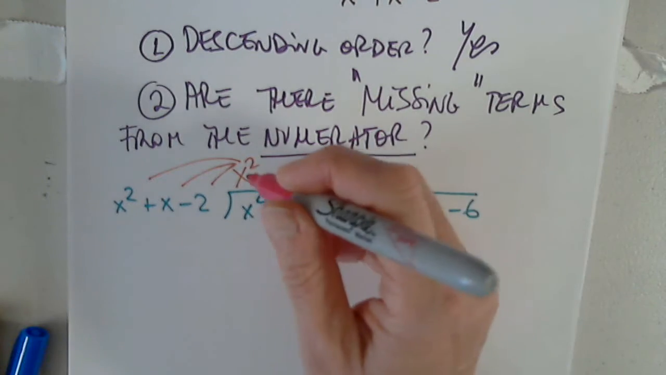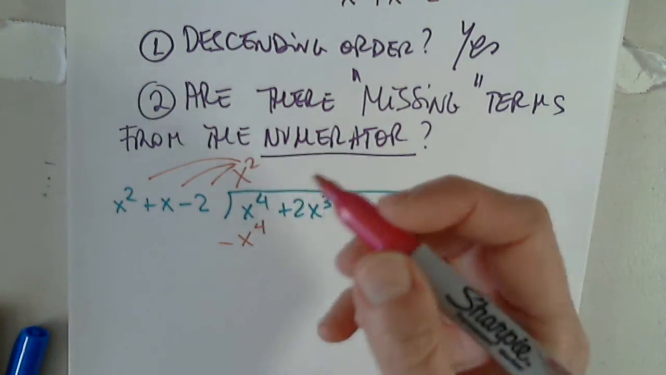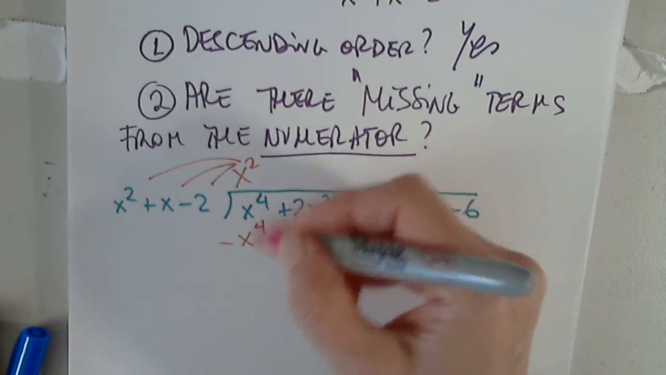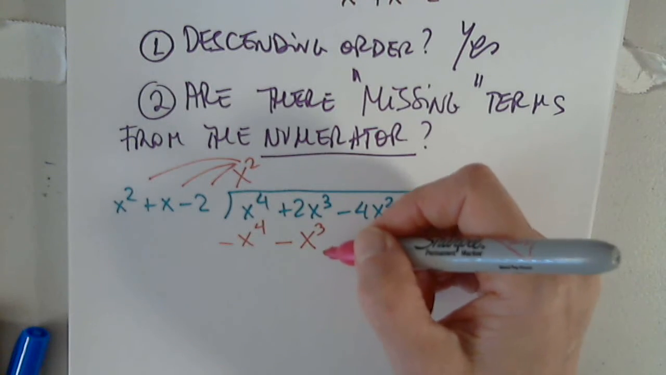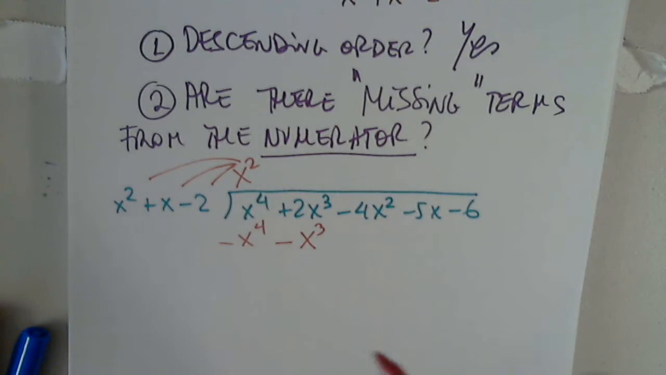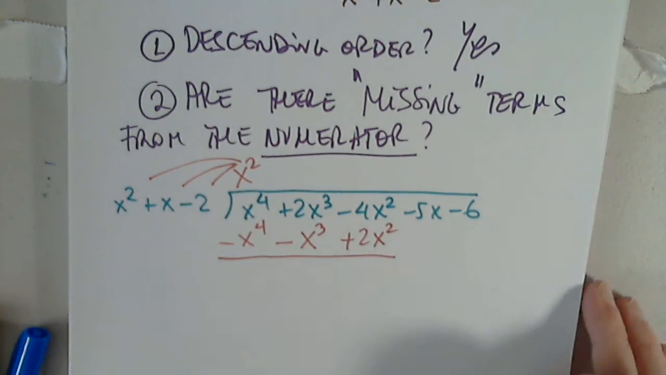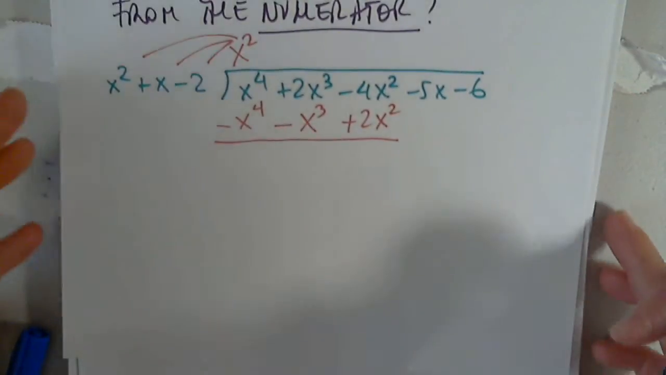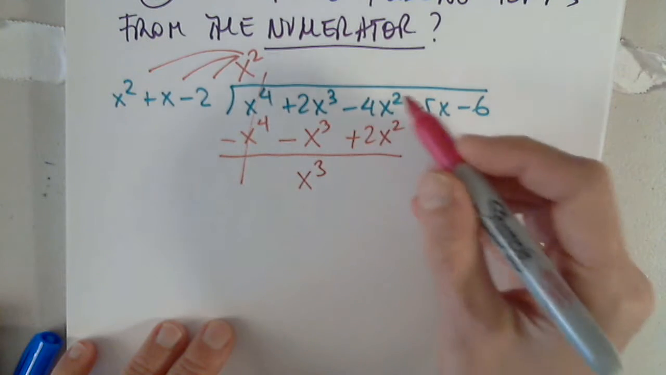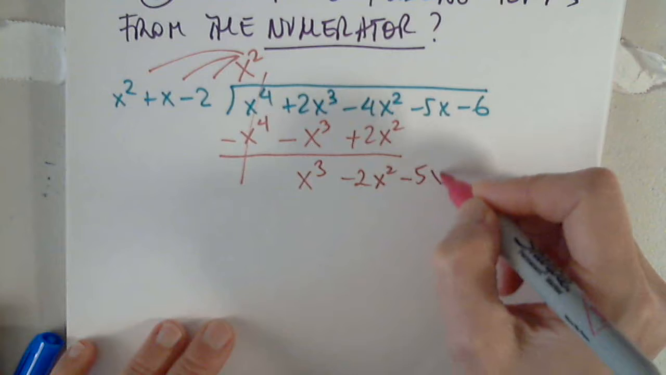Exactly the opposite. X squared times x squared is x to the fourth, but I have to subtract. X squared times x is x cubed, but I have to subtract and I have to write under like terms. X squared times negative 2 is negative 2x squared. I have to write positive 2x squared, and I have to write under like terms. Now I perform the operations I see. 2 minus 1. Negative 4 plus 2. Bring down the next in line.